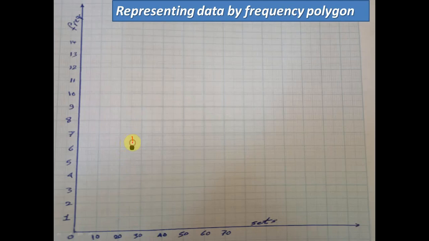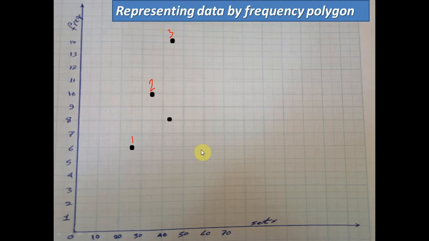and write on it 1. The second point: 30 and 10, go to the right half square, put the point and write 2. Third point: 40 and 14, go to the right half square and write 3.